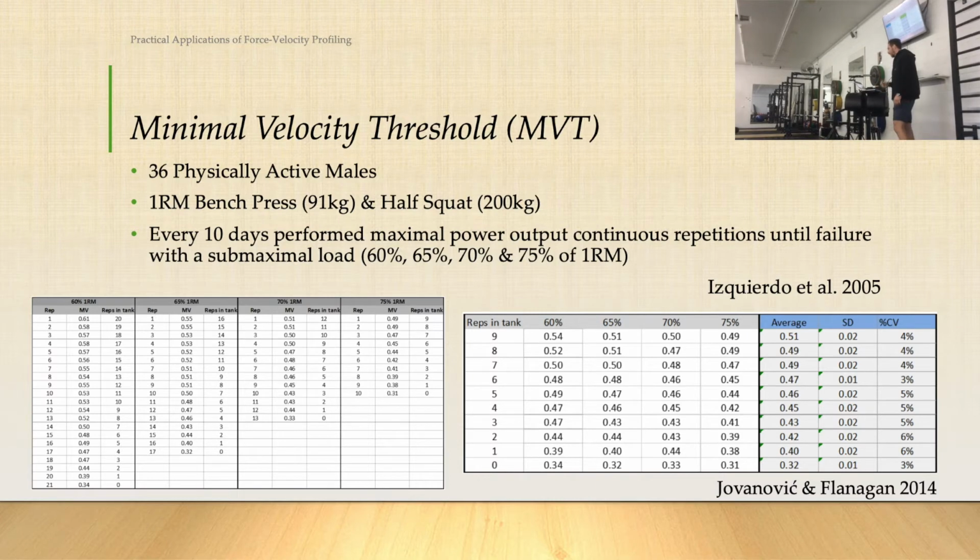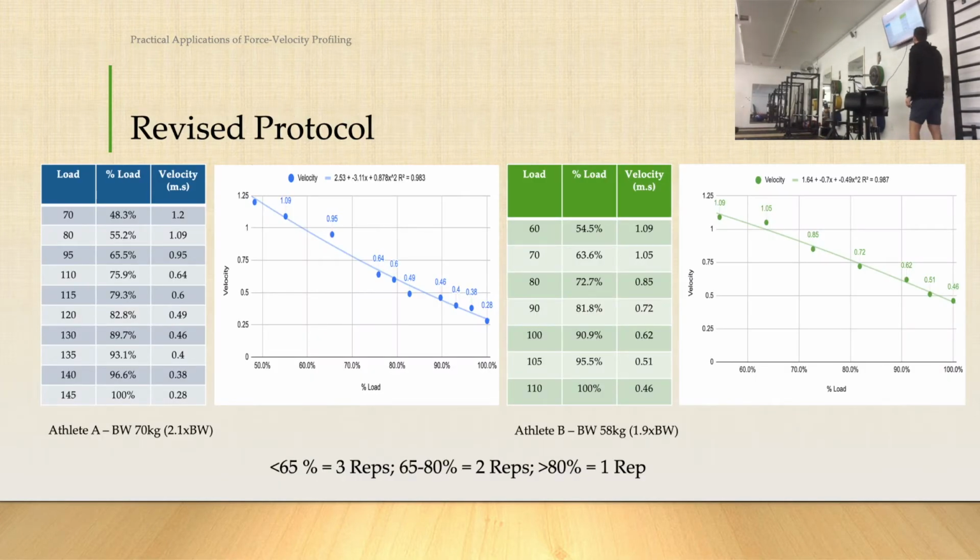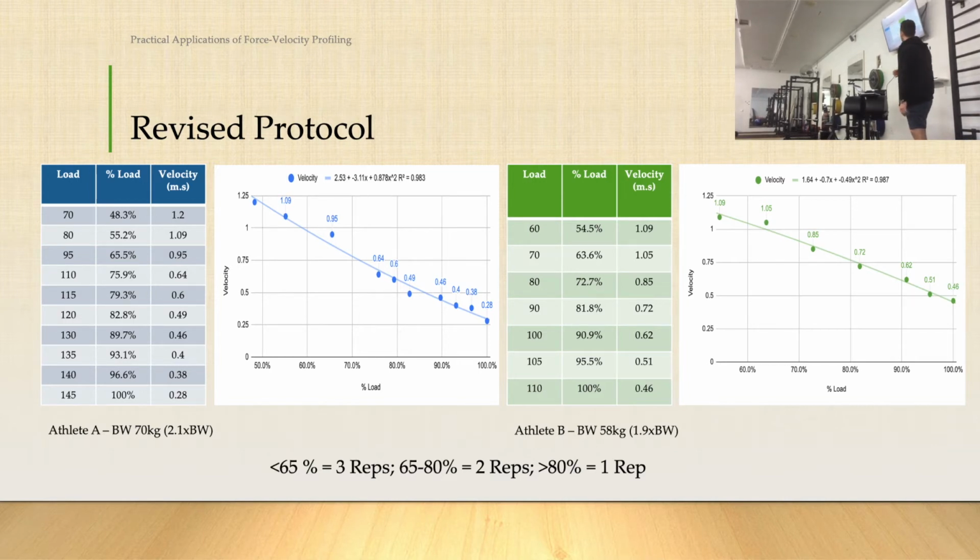Okay, so I have a revised protocol. So I tried to start mine at about 55% and then do 6 data points all the way up to 100. For the first guy on the left here, we underestimated by a little bit, and he went over by about 15 kilos, so there's a few more data points. On the right here, we got it pretty close, we just added 1 more. So I used below 65% for 3 reps, 65 to 80% for 2 reps, and greater than 80% just 1 rep.